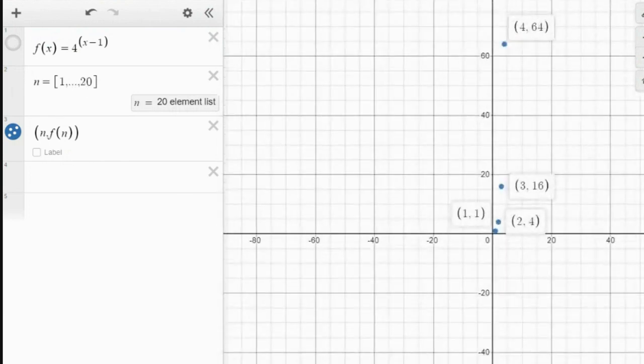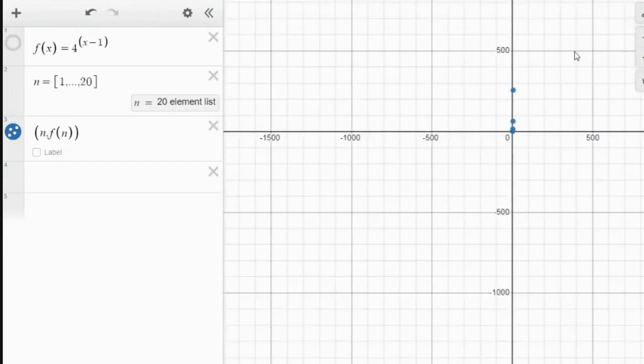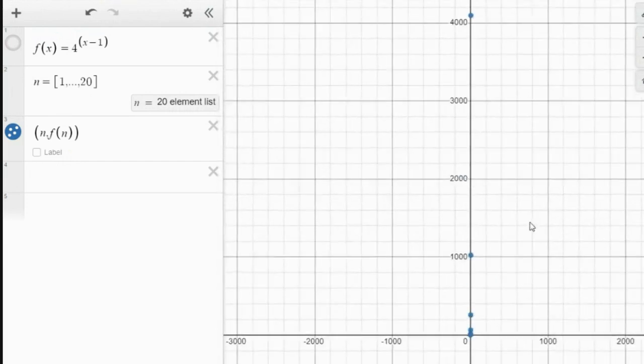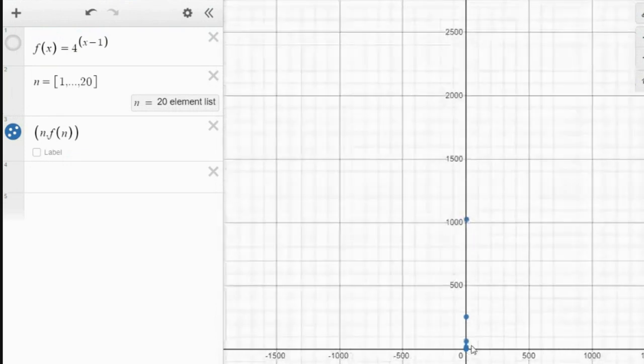So if we keep zooming out, there's going to be a lot more numbers way up higher. They get big really quick. The seventh term is 4,096. It gets big really fast. But we can zoom back in here.